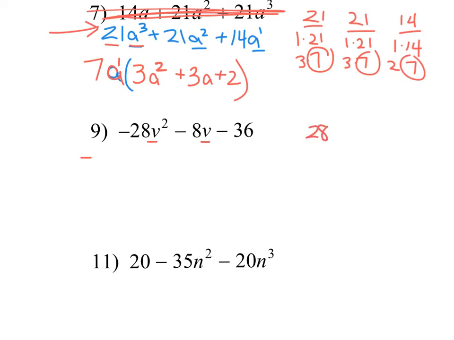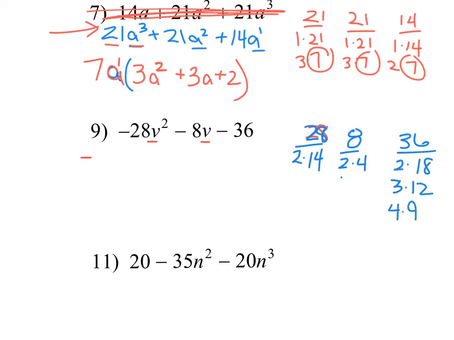28, 8, and 36. Let's see, that's 2 and 14, that's 2 and 4, that's 2 and 18. Let's see if we can go further. 3 and 12, 4 and 9, 1 and 8, 1 and 28. I'm going to go with 4. Hopefully you saw that. And that would leave me with, okay, now be careful here. Negative times a positive is going to result in negative 28.